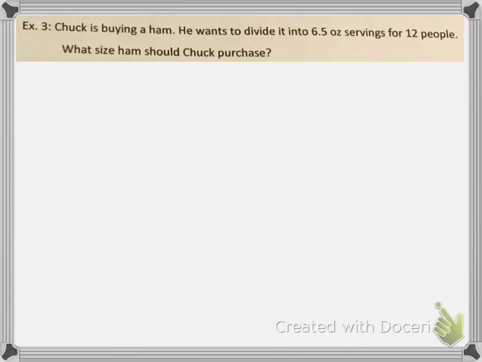Okay. Last but not least, we have Chuck is buying a ham. Good for Chuck. He wants to divide it. Oh, man, they just threw it on our face what we're going to do. He wants to divide it into 6.5-ounce servings for 12 people. What size ham should Chuck purchase? Okay, sounds like somebody's trying to get ready for Easter because people like to have ham on Easter. So he's trying to figure out what size ham he should get so that each of the 12 people are going to get 6.5 ounces of this stuff.